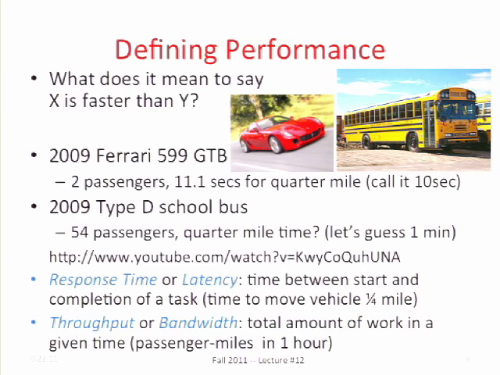And what you'll notice here is, in terms of throughput or bandwidth, the school bus is much faster than the Ferrari, right? It's about 4 times faster than the Ferrari, okay, in terms of throughput and bandwidth. So if you're concerned about throughput, you should buy the school bus, okay? And if you're concerned about response time or getting a date or something like that, you should buy the Ferrari.